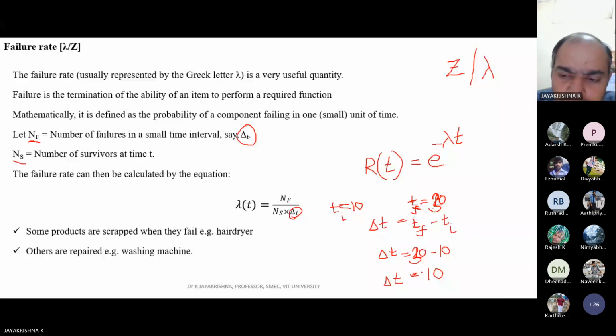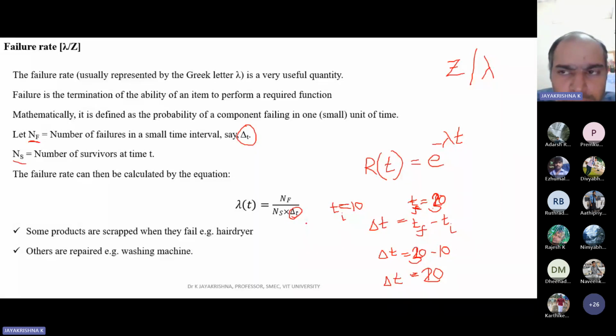20, sir. 20. Good. That's how you should calculate delta t. That means the reliability test is conducted for 30 hours, or it can be conducted for 10 hours, or I can conduct it in 10 incremental hours. So that's what we call failure. That's how we should calculate the failure rate.